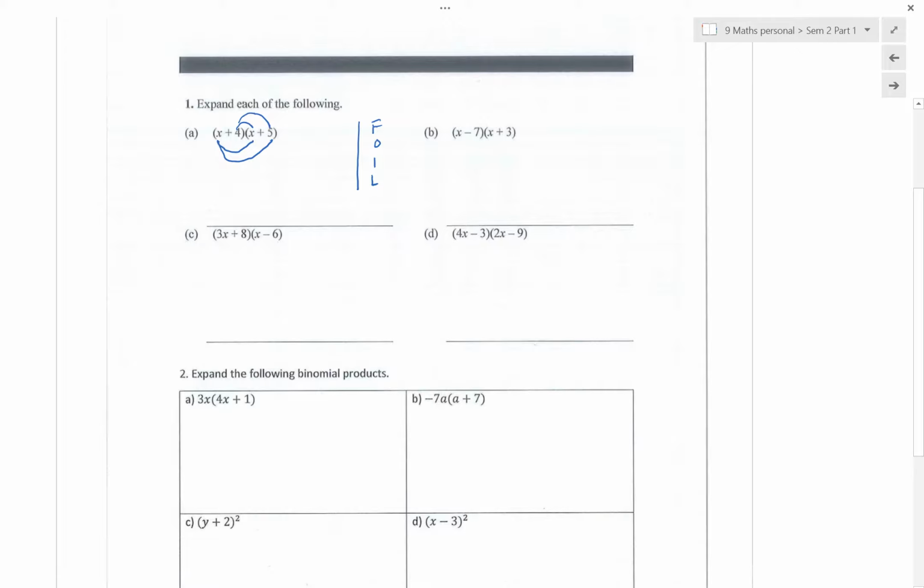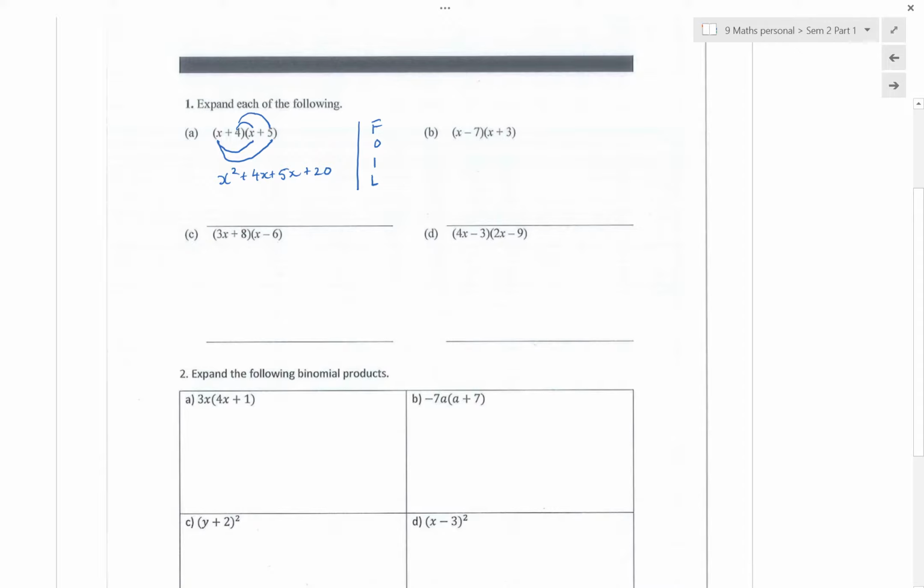Now, we know that if I multiply 4 times x, that's going to give me 4x, and 5 times x, that's going to give me 5x. So I then can simplify those two things. So let's do that. X times x is x squared. 4 times x is 4x. 5 times x is 5x. And 4 times 5 is 20.